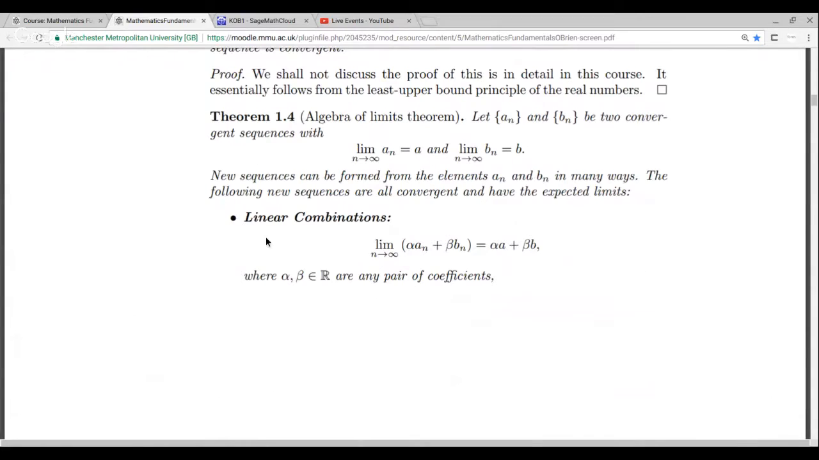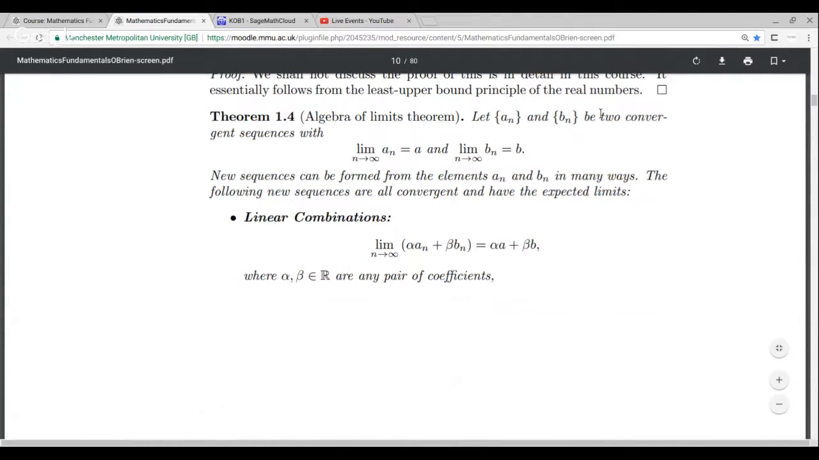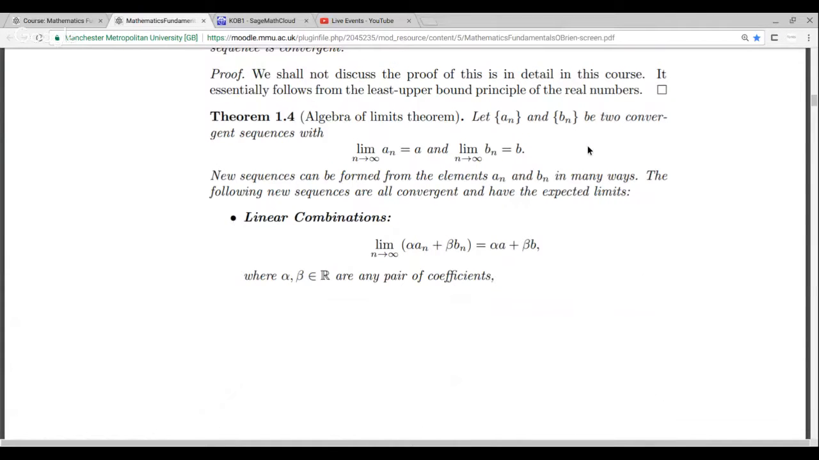So the situation that we're going to apply it in is we're going to suppose we've got two convergent sequences already. So I've got a sequence of elements a_n and a sequence of elements b_n, and the a's converge to A, the b's converge to B. So I've got two sequences that have a limit.